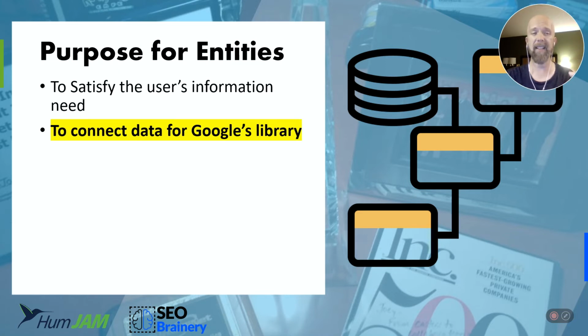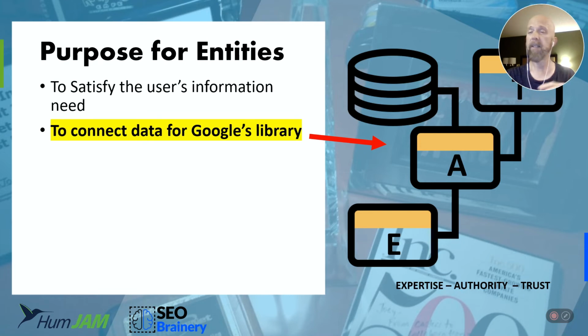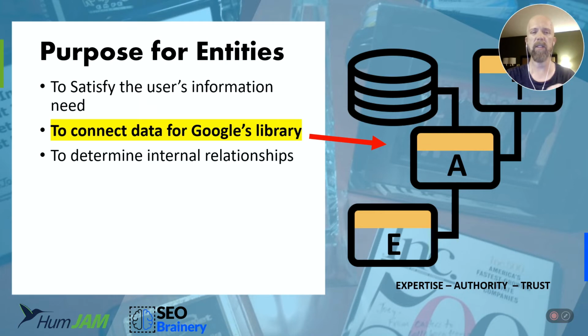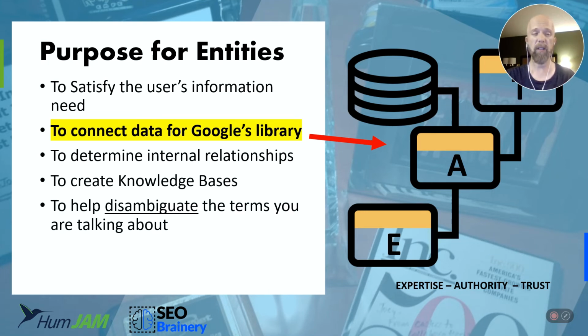So Google wants to collect this in their library so that they can provide some expertise, authority, and trust. They want to know that the article that was written about elephants, the person who wrote it was connected in the entity, had some expertise about it because it connected a certification, that kind of thing. So Google uses this to connect the library into this EAT scoring system, also to determine the internal relationships and to create knowledge bases around this.